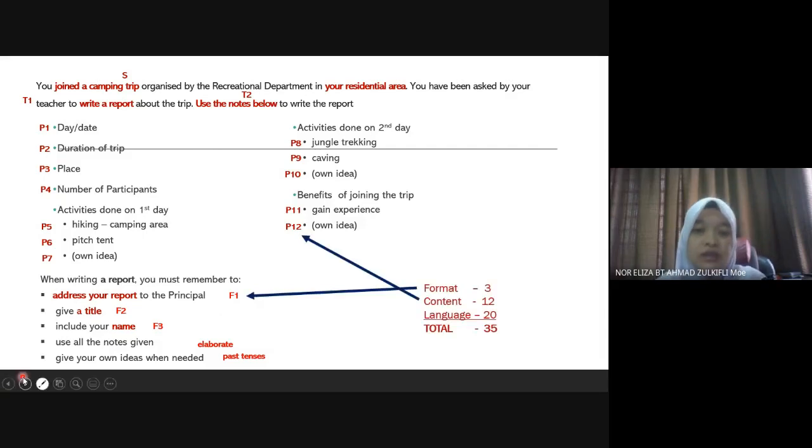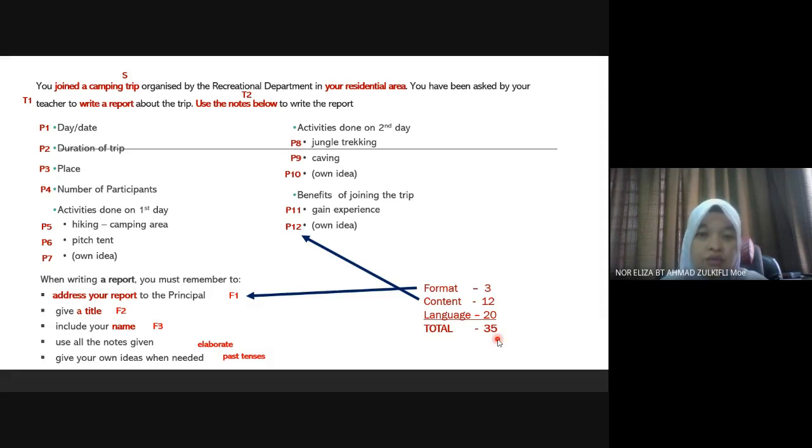So you see, format is 3 marks. Take note, the format is 3 marks, which is format number 1, format number 2, and format number 3. And then the content. The content is 12 marks. We have point 1, point 2, point 3, 4 until point number 12. Okay, so you have 15 marks here. Language is 20 marks, and you have a total of 35 marks for this directed writing. Okay, 35 marks for this directed writing.